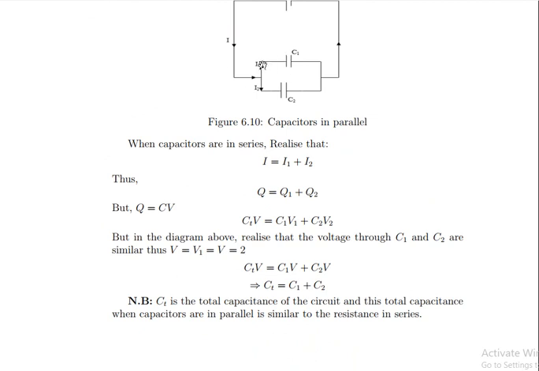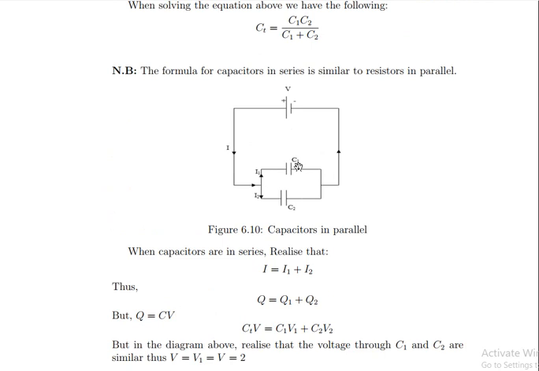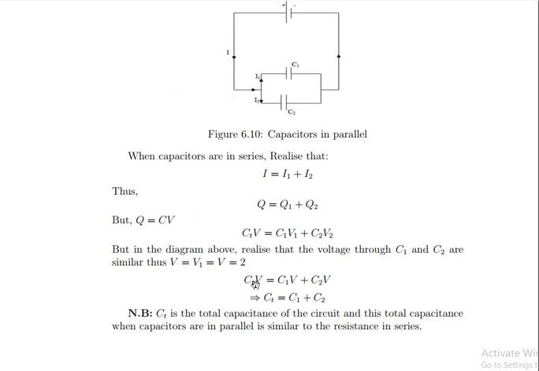Now when capacitors are placed in parallel, the current here is going to be the sum of the two currents. So I is equal to I1 plus I2. So it implies that Q is equal to Q1 plus Q2. Since I is dQ all over dt, I multiply all through by t to remove the time. We see that Q is equal to CV. When you substitute, it's going to be C total V is equal to C1 V1 plus C2 V2. But we know that in parallel, this V1 is going to be V and this V2 is going to be V. So when we substitute, we're going to have C total V is equal to C1 V plus C2 V. So CT is equal to C1 plus C2.